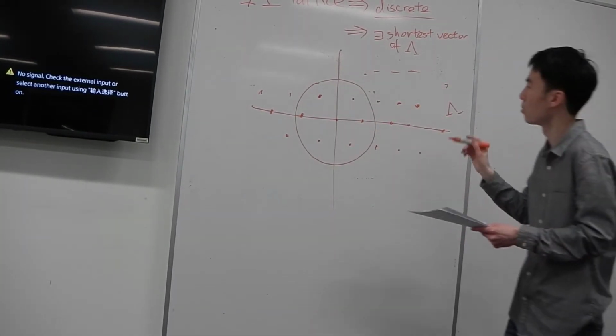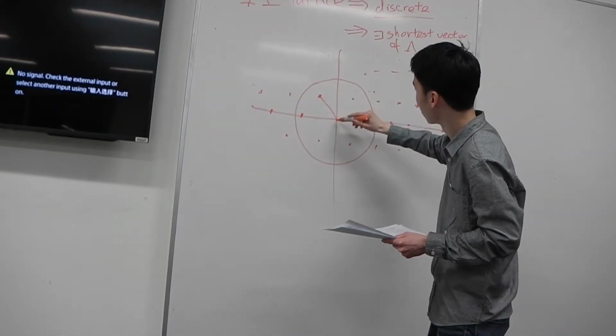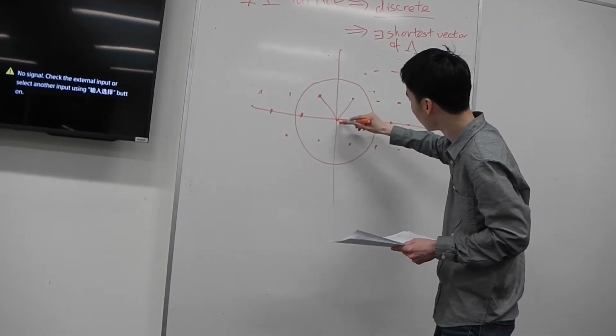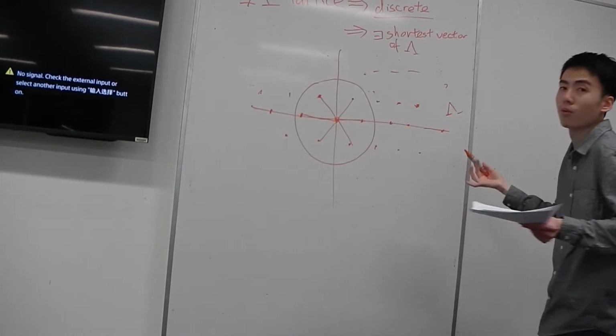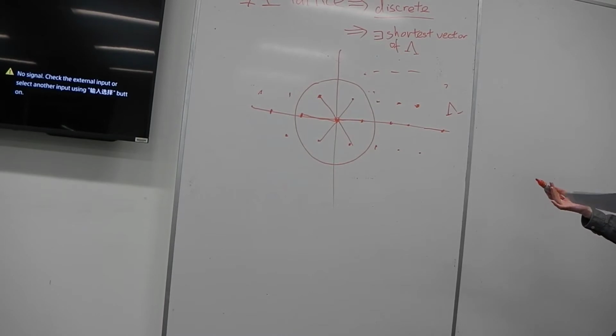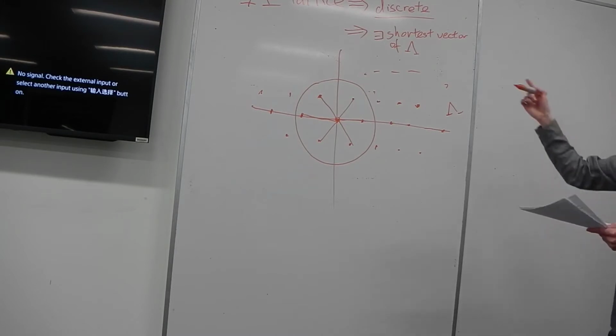So that means because of the finiteness, we can actually try computing all the distances from the origin. That's possible, finite, right? And then we can just choose the minimum one. And that will be the shortest vector, right? So that's why we have a shortest vector.